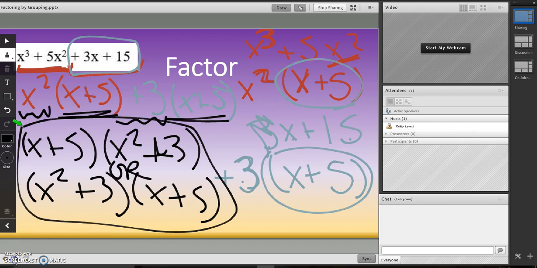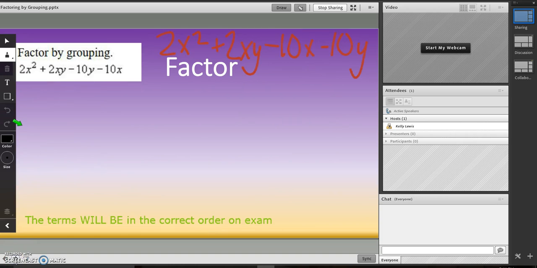Let's do another one. This one is from your homework. Just know that when I give it to you, it's going to be in the correct order. So that's what this top one is. Let's do the top. Break it into groups, first two together, second two together. Just look at the first two. We have a 2x squared and a 2xy.